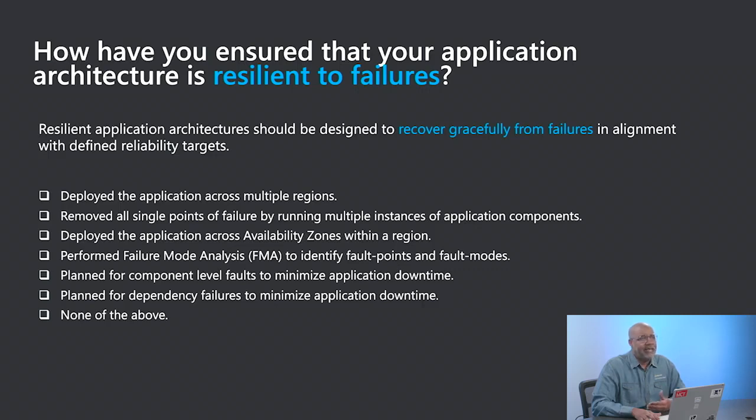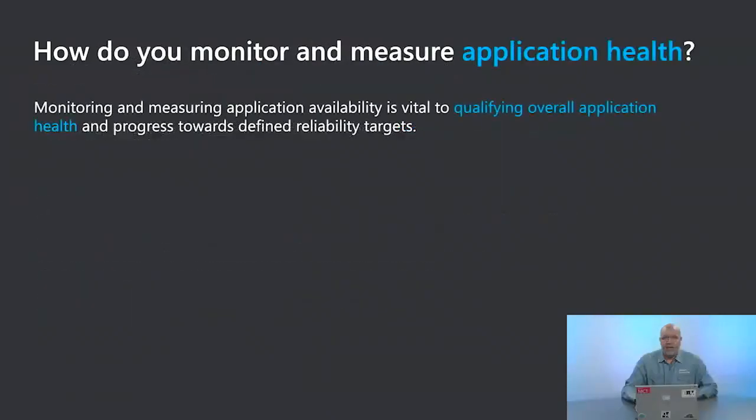Have you validated the application can operate with reduced functionality or degraded performance in the presence of a component failure? Plan for dependency failures to minimize application downtime. Have you validated the application can operate effectively in the absence of its dependencies? Monitoring and measuring application availability is vital to qualifying overall application health and progress towards defined reliability targets.